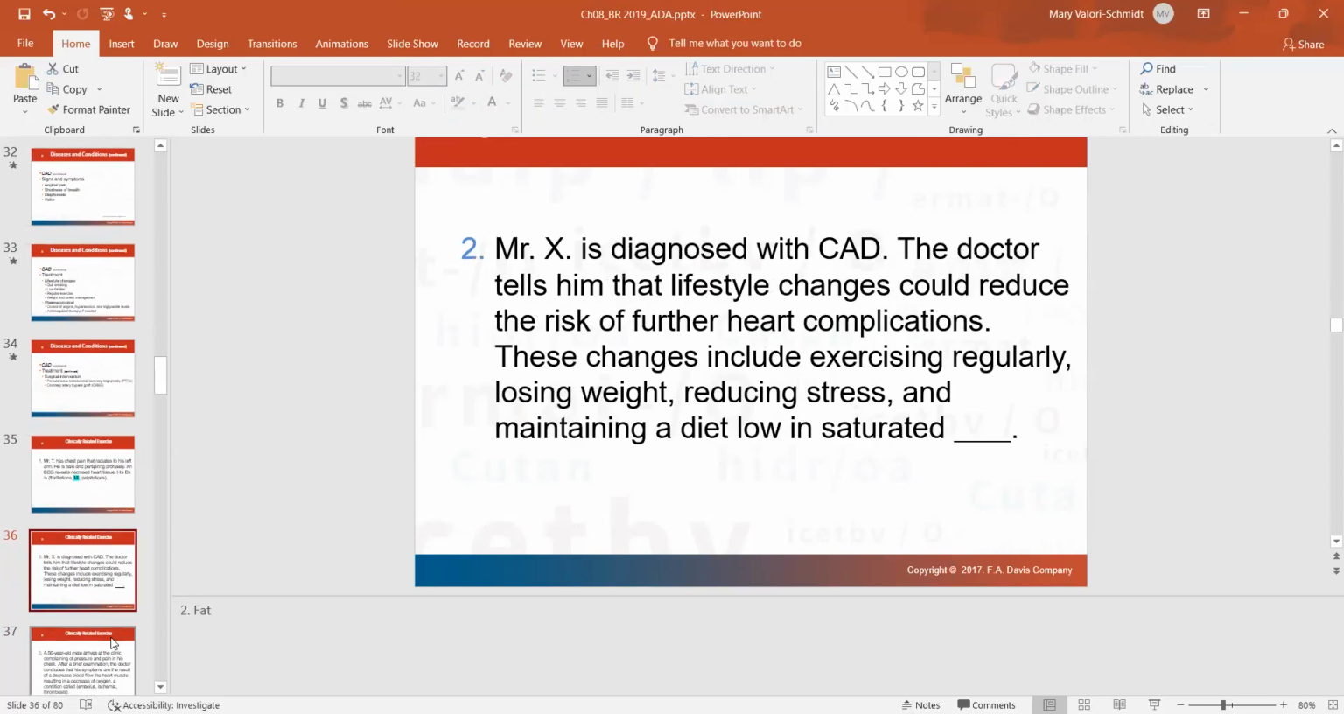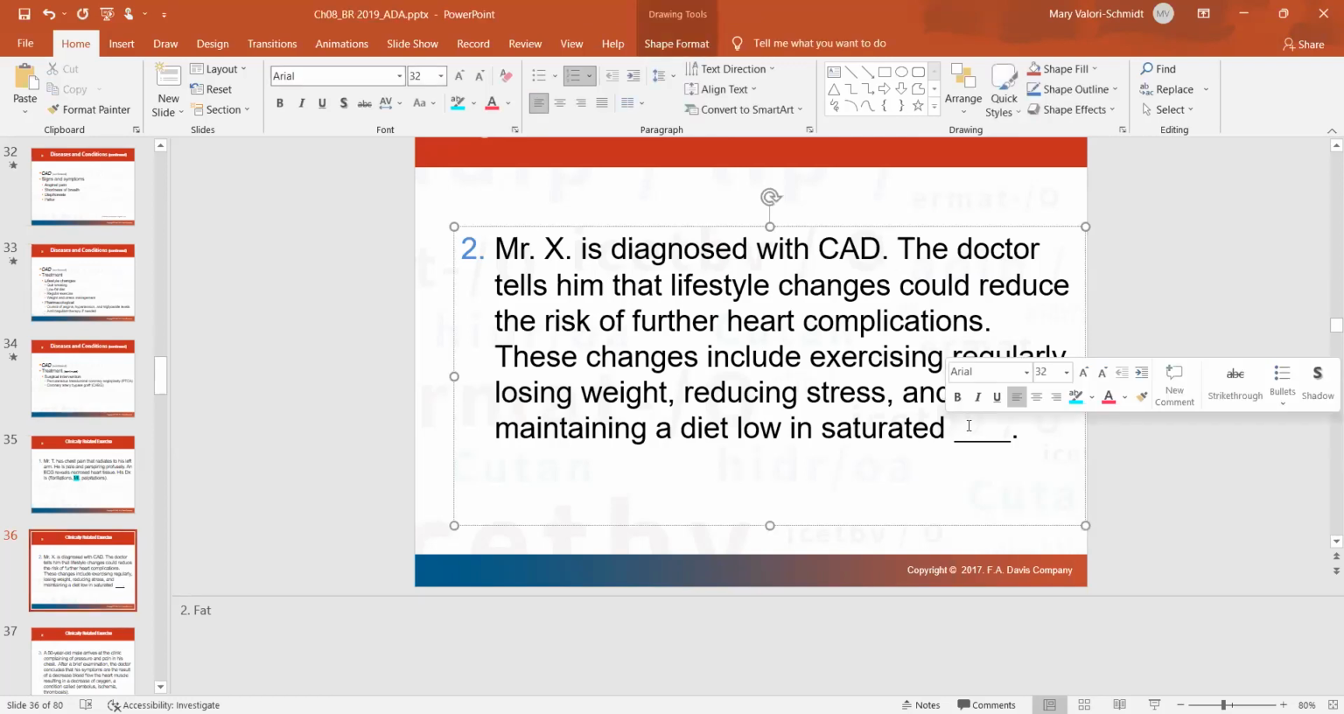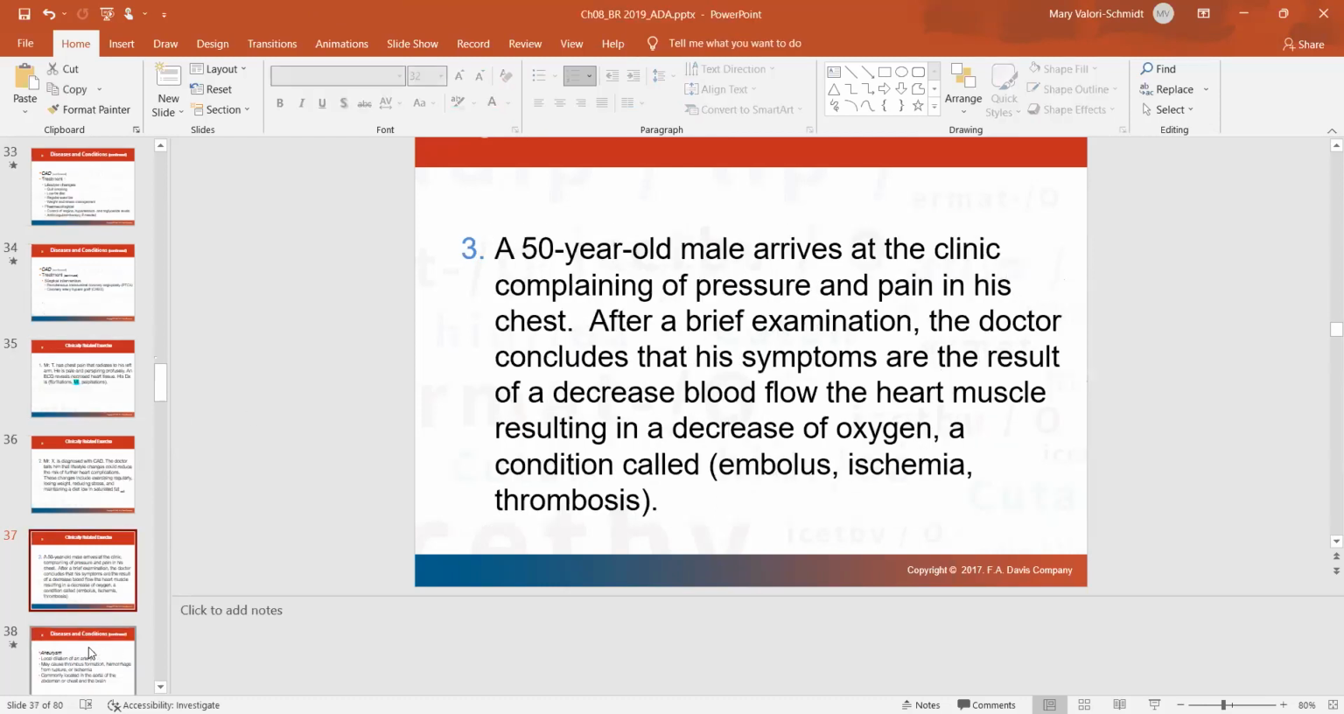All right, next. Mr. X is diagnosed with CAD. The doctor tells him that lifestyle changes could reduce the risk of further heart complications. These changes include exercising regularly, losing weight, reducing stress, and maintaining a diet low in saturated fats. That's the one. You want to stay away from saturated and trans fats. They're the ones that will kill you.